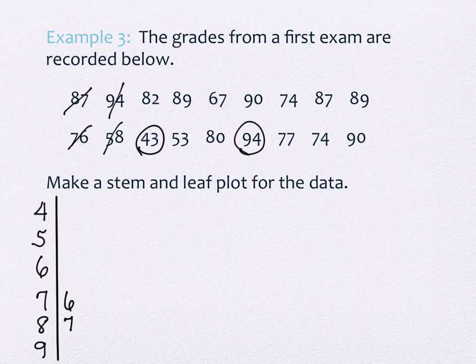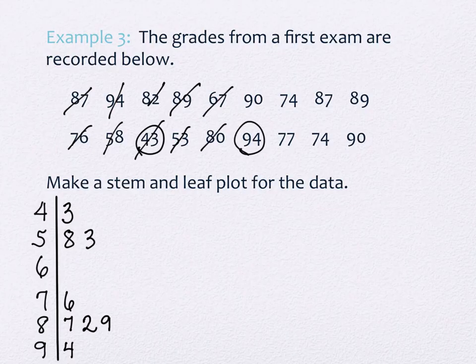Now when we have 94 and 58, same thing. So here's 94 and then 58. And then we have 82 and 43. So 82, the 2 will go right next to the 7 because that's the row that's going to have all the 80s on it. And then the 43, the 3 will go right here. 89 and 53. So 89, 53. And then 67 and 80. So 67 and 80.